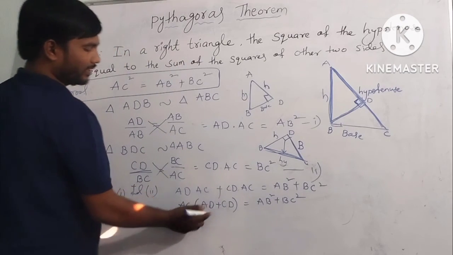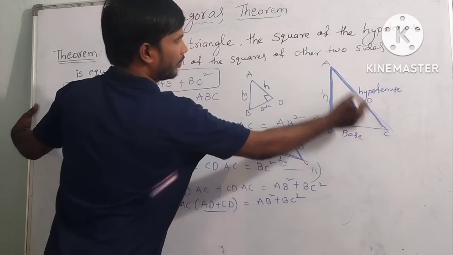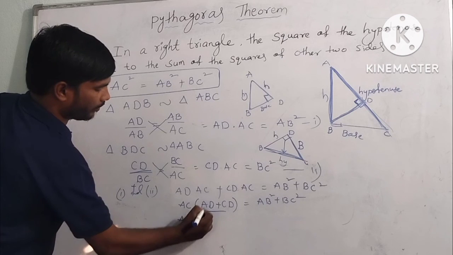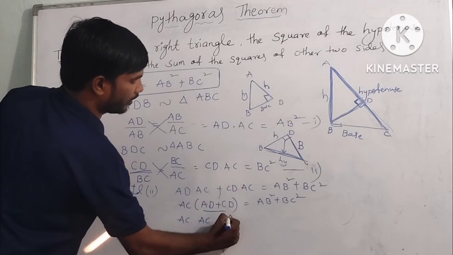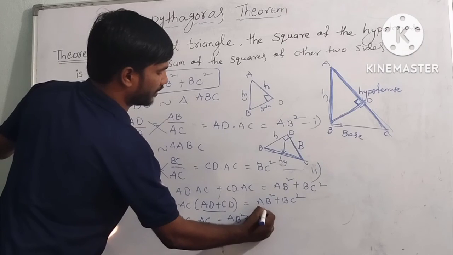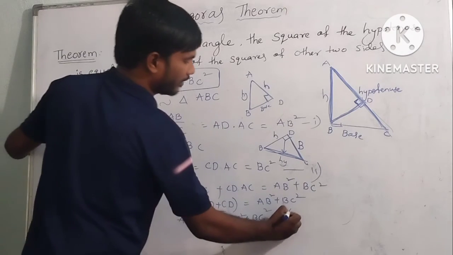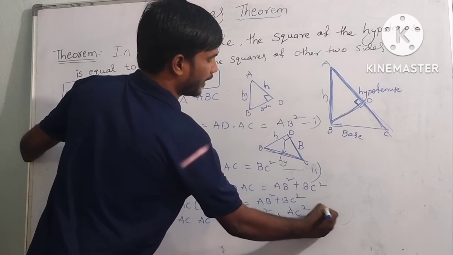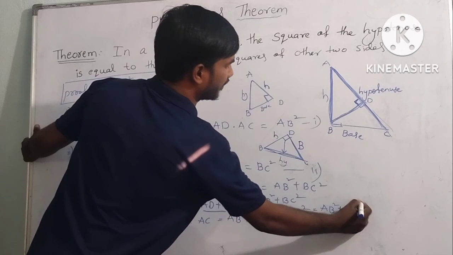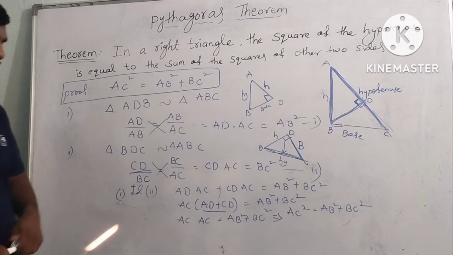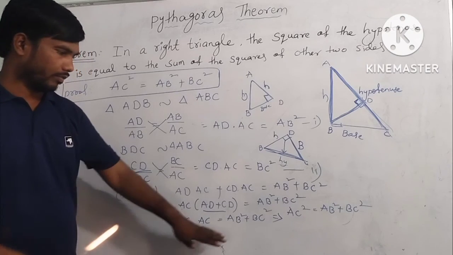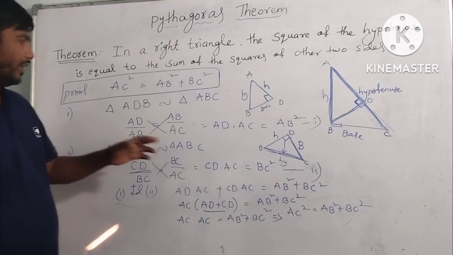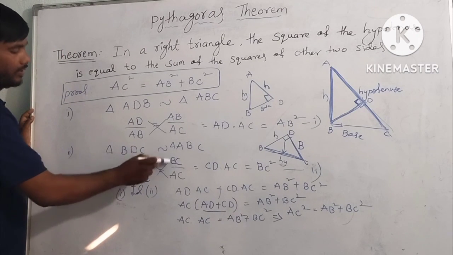What is the total value of AD plus CD? AC. So AC into AC equals AB square plus BC square. AC square equals AB square plus BC square. This is the proof. Finally, we got AC square equal to AB square plus BC square. Here, how we are taking the congruence is really important.